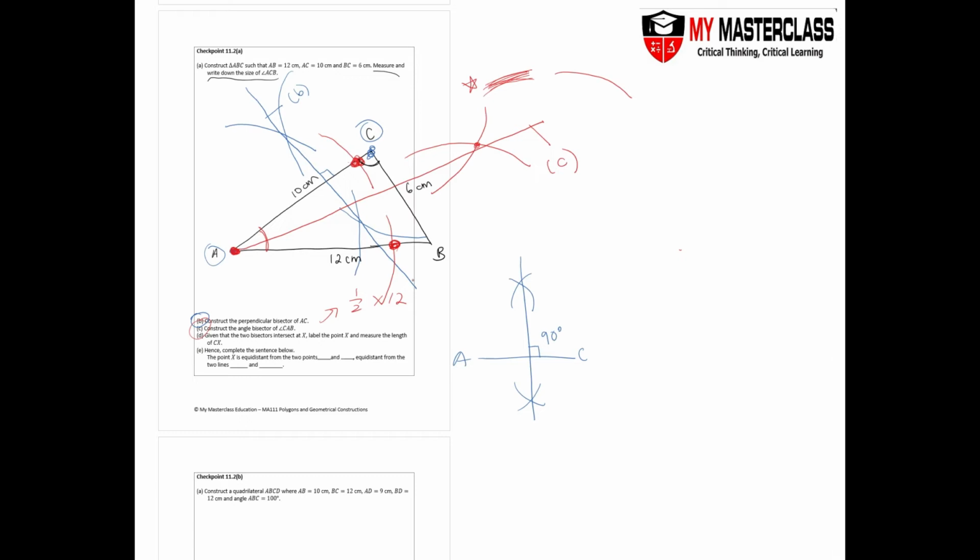Now once you're done with both the bisectors, look at part D. They say given that the two bisectors, they intersect at point X. Okay, so let's see where point X is. Okay, this is point X. Now, they tell you to label the point X and measure the length of CX.